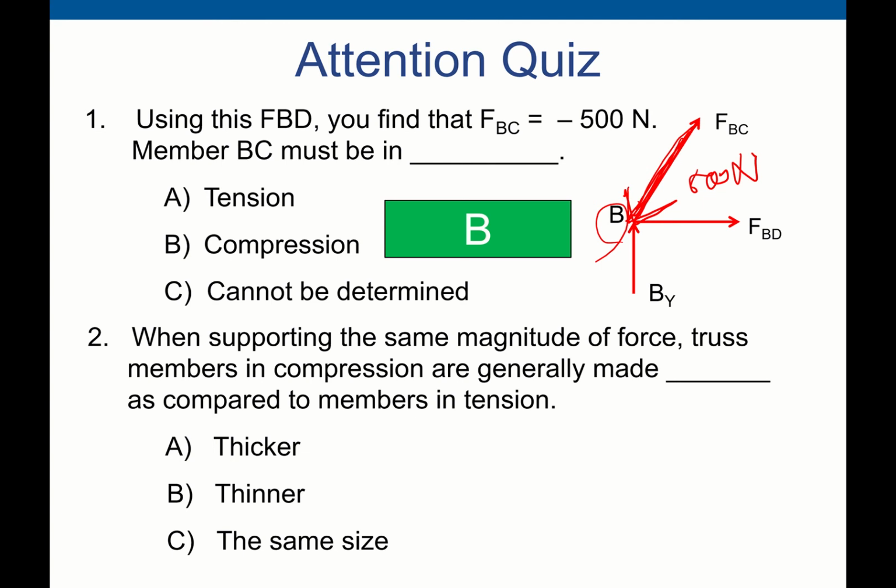Okay, let's go to the second question. When supporting the same magnitude of force, truss members in compression are generally made thicker, thinner, or the same size compared to tension? So what did I say last class? If the member is in compression, then that member should be made thicker so that it can hold the weight, right?